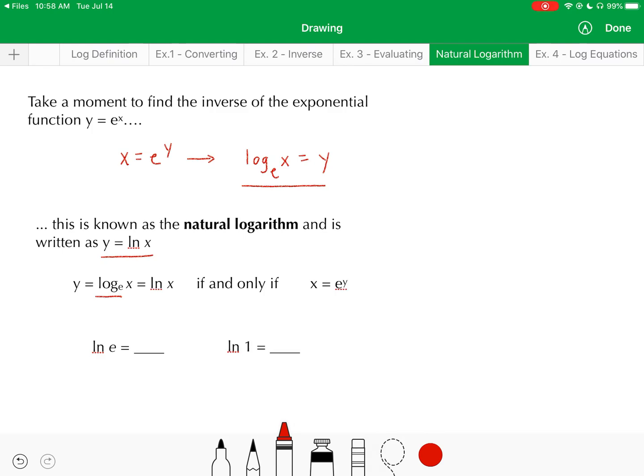All right, so a couple special natural logarithms. What's the value of the natural logarithm of e? Well, this is really the same as saying log base e of e. So e to what power is e? That would be the first power. And then the natural log of 1 would be the same as log base e of 1. e raised to what power is 1? The answer is 0. So the natural log of e is 1. The natural log of 1 is 0.